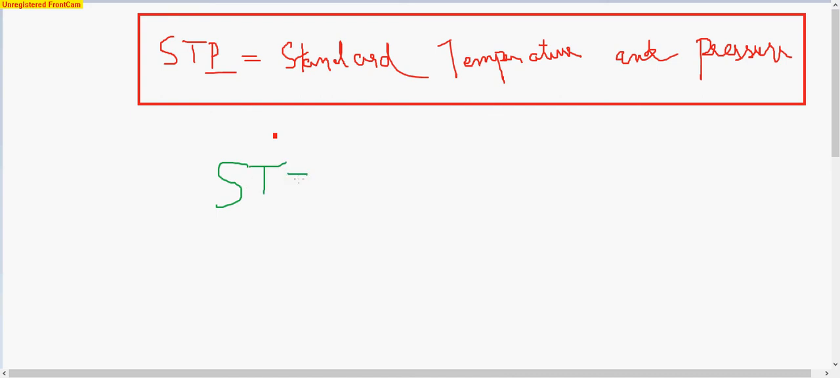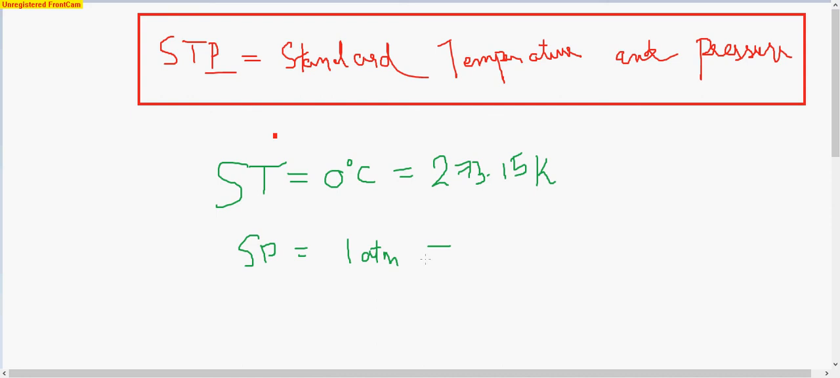Standard temperature is always 0 degrees Celsius, the freezing point of water. It is also equal to 273.15 Kelvin, right? Okay, now what is the standard pressure? Standard pressure, as you would have guessed, is 1 atm, not 0 atm. It's 1 atm. So how many pascals?